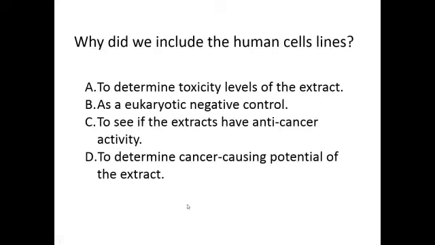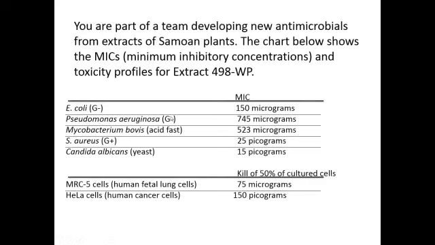first question. Why did we include the human cell lines? That's a good question. Are we looking to determine the toxicity levels of the extract? Maybe, since they're both human cell lines, and we're looking at how the extract would behave with humans. Now, it's not in a human body because these are individual cells. So, that's a possibility. As a eukaryotic negative control, well, that's a good idea, except we included yeast. So we've already got a eukaryote in there.